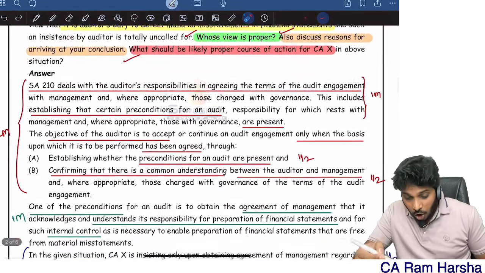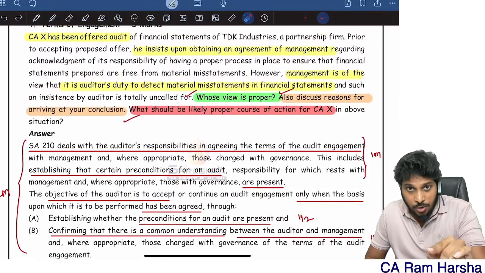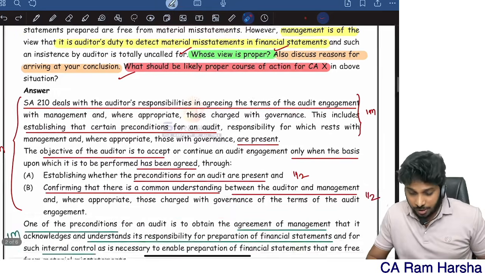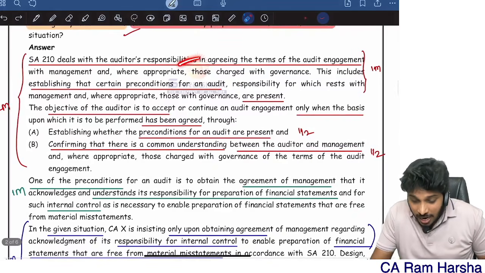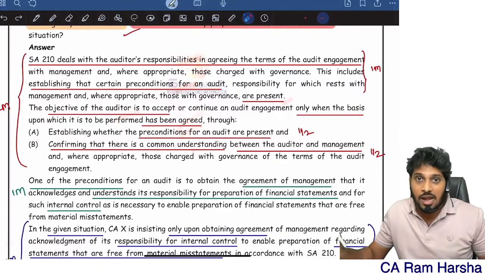Only if all these parts of the answer are there in your book, then only you will get 5 out of 5. By the way, you need not write this entire answer as it is. I told you, right, if the underlined answers are there, it is enough.